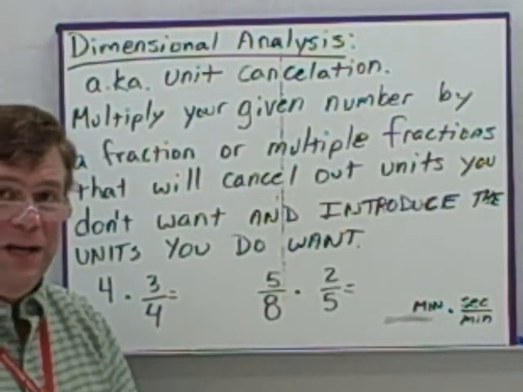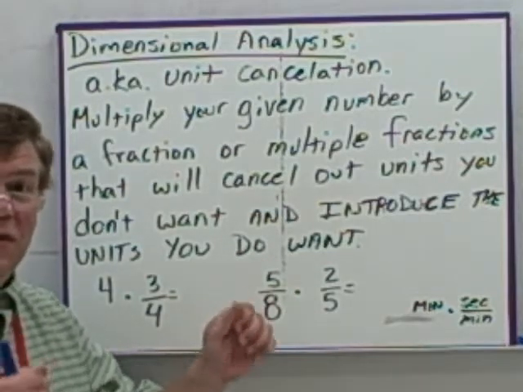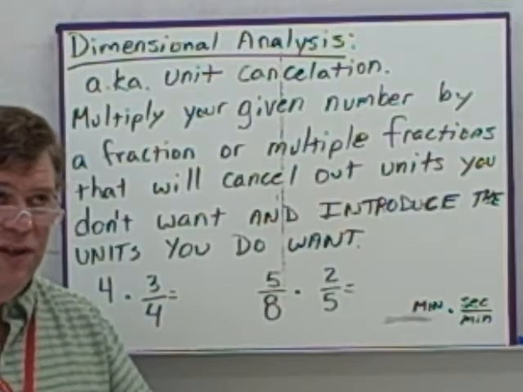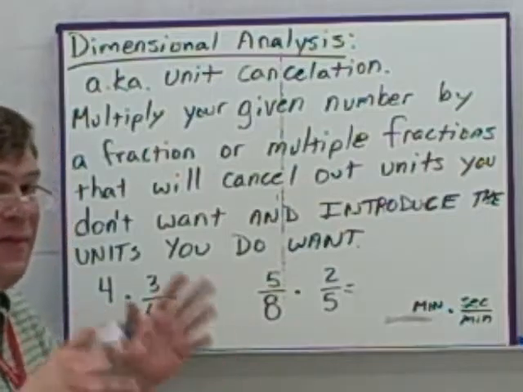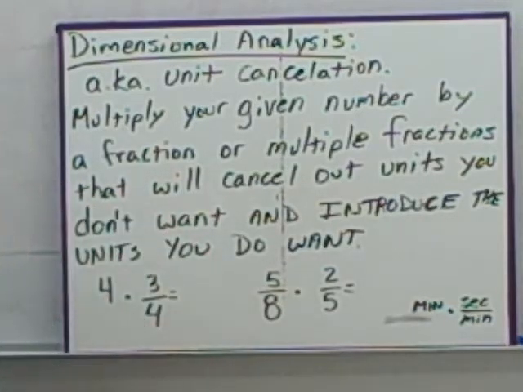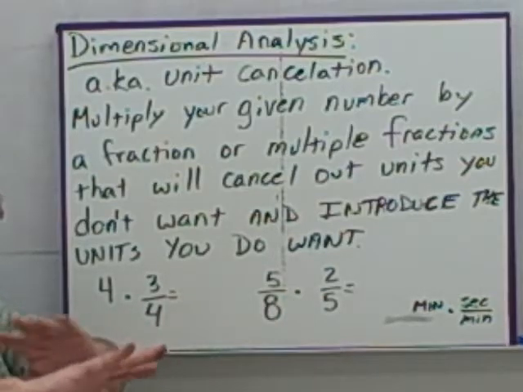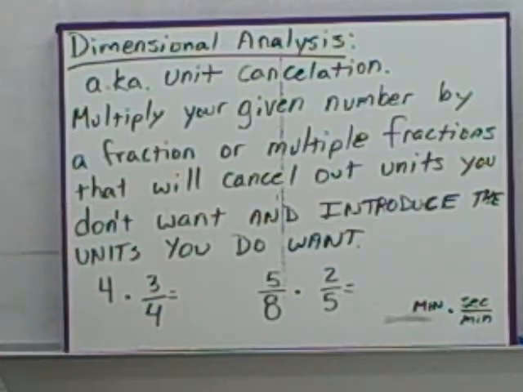We're going to be learning about dimensional analysis in this. Now, everyone hears this dimensional analysis and starts tuning out. Don't tune out. It's also known as unit cancellation. It's not as bad as you may think, and it can really help you in math and in science when you think about converting things this way. What you're going to end up doing is multiplying your given number by a fraction. I know, hold on, I know you hate fractions, but you've got to look at it this way. Multiply a fraction or multiple fractions that will cancel out units you don't want and introduce the units you do want.